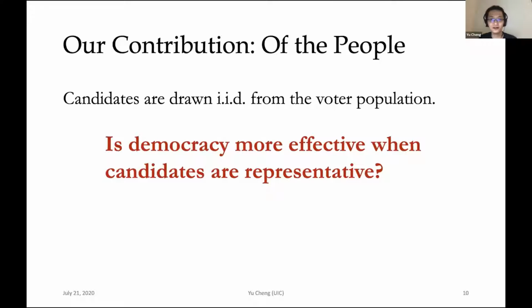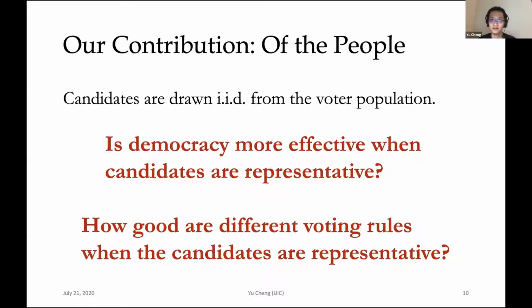Okay, good. All right, so once you decide to go with this model where your candidates are drawn IID from the voter population, you can ask questions like the following. For example, you can ask, now that the candidates are representative, are the voting systems more effective? And also you can ask, by how much, what is the gap? Are they better compared to the worst case analysis now? If I examine all these voting rules in the average case, what do they look like? Does this offer some other spectrum of how the voting rules lie in terms of effectiveness?